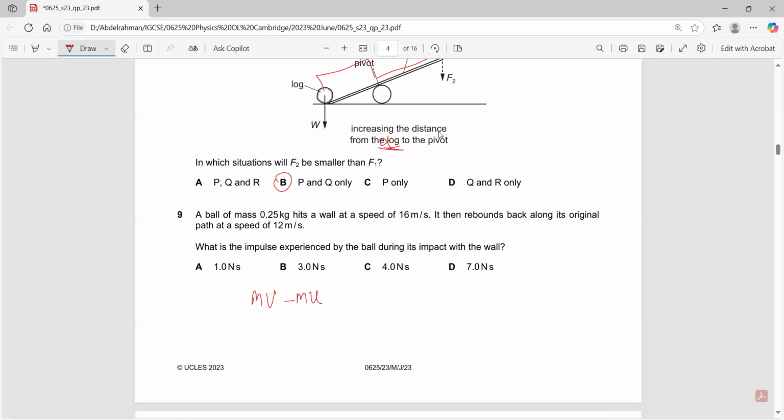But you have two directions, so one of them has to be negative, right? If you say that the 16 is negative, instead of writing 16 meters per second, I'll write down negative 16 meters per second. So 0.25 times 12 minus 0.25 times negative 16, right? This will give you an impulse of 7 Newton seconds, right? Okay.